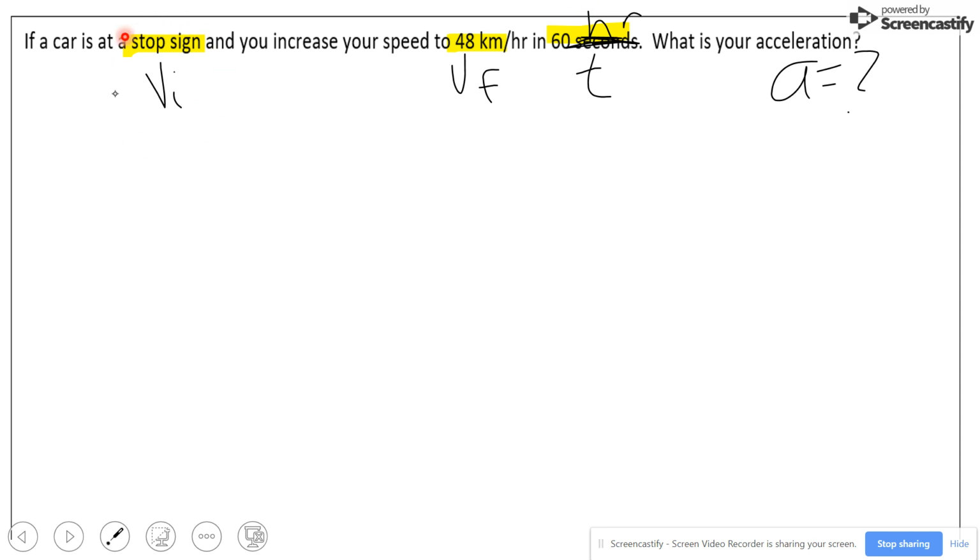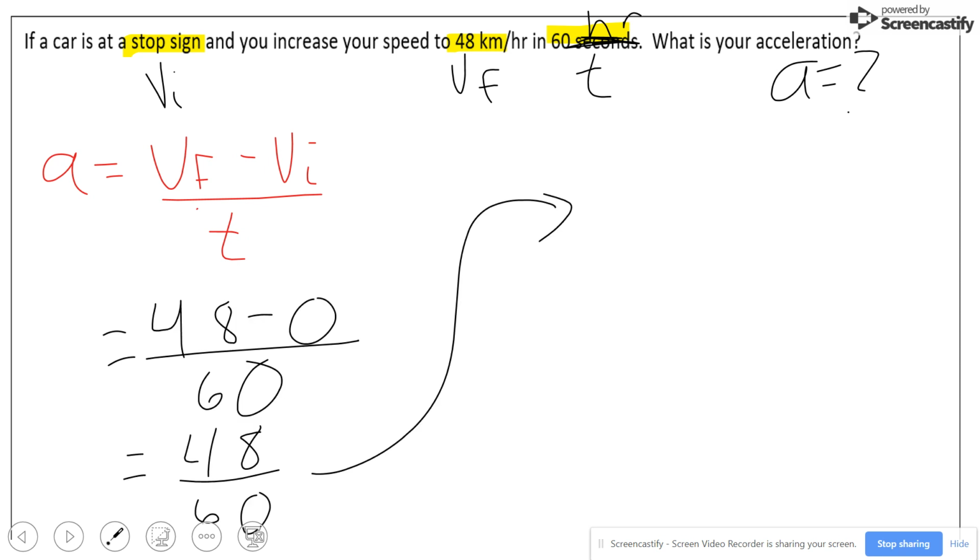Your initial velocity is being stopped, so that's going to be 0. Your final velocity, because that's what you're increasing your speed to, is 48 kilometers an hour. And our time obviously is 60 hours. And then we're looking for our acceleration. So when we look at our formula, we need to rewrite this every single time. So A equals VF minus VI over T. And then we need to plug in our numbers. So we know VF is 48. We know VI is 0, so that'll go in there. And then we know our time is 60. So we have 48 minus 0 divided by 60.